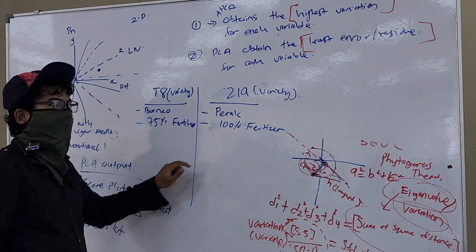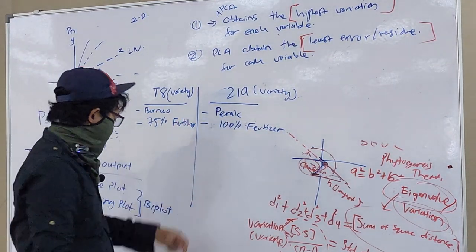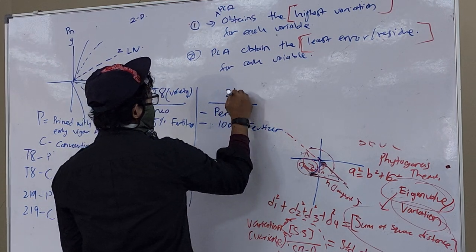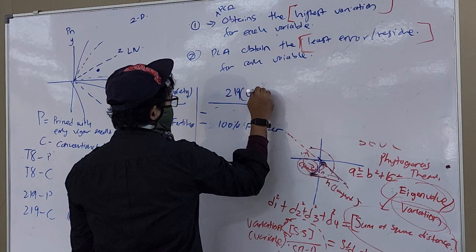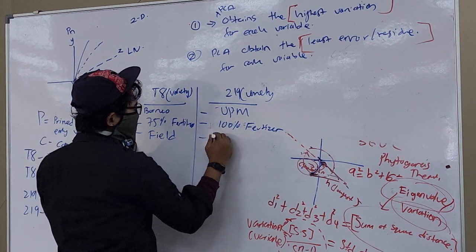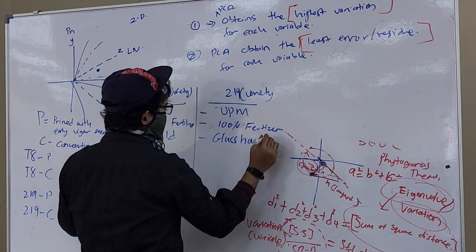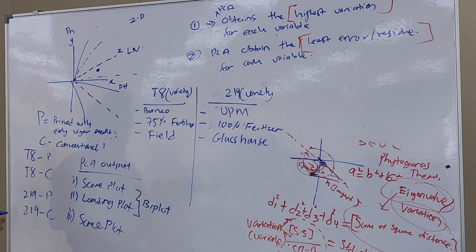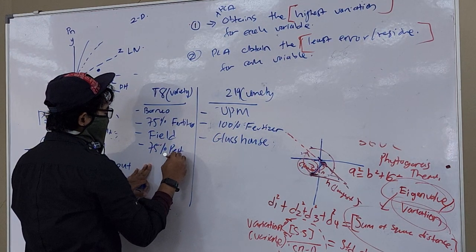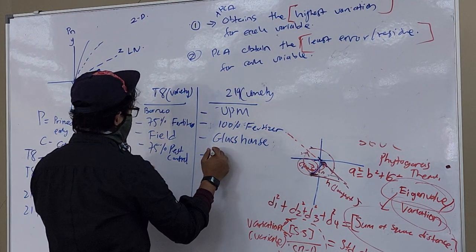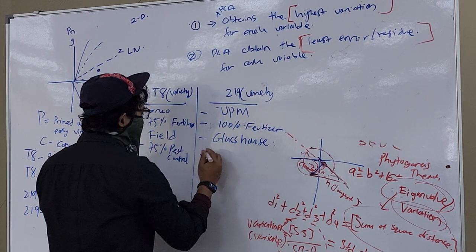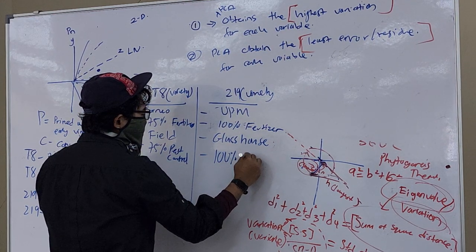Hey, wait a minute. This is not the Mardi one. This is the one in UPM. Wrong. Sorry. This is 219. No, this is still variety. This is by UPM. This is a field experiment. This is a glass house experiment. Okay, and what else? 70% pest control. And this is not entirely 100%, maybe like 90% pest control. Oh no, 100%, I just keep forgetting. Pest control.